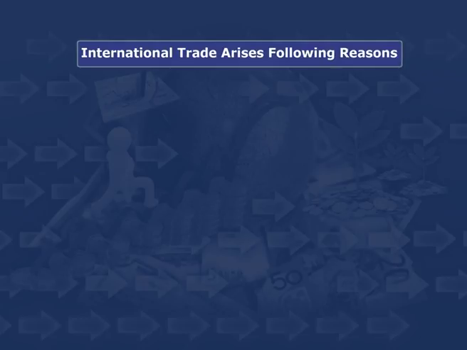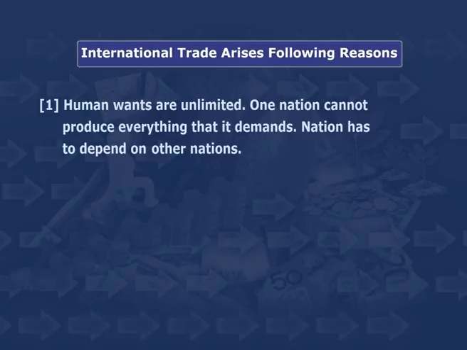Let's first understand why we need to trade. The first and foremost reason for international trade is that human wants are unlimited. One nation cannot produce everything that it demands. A nation has to depend on other nations.